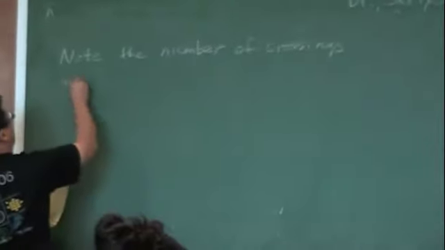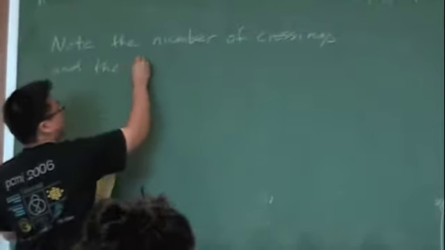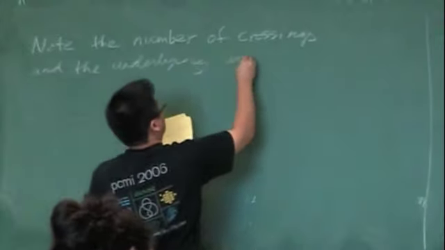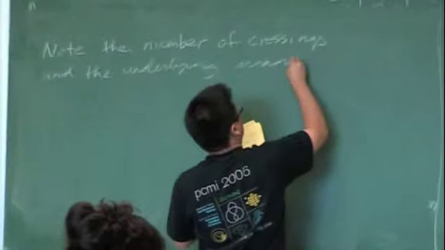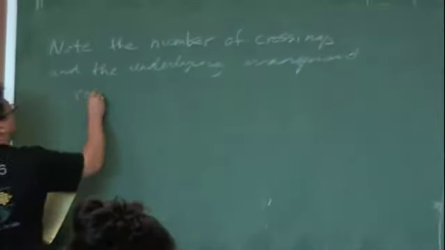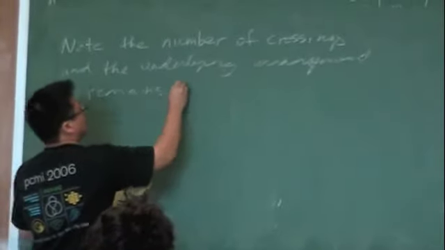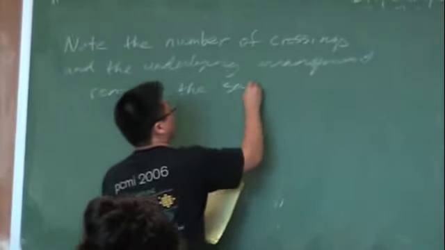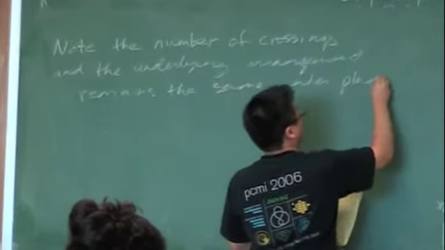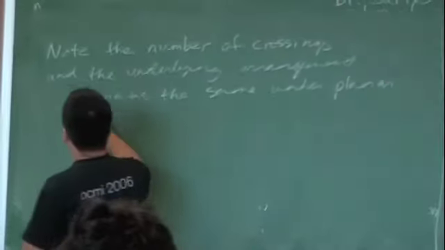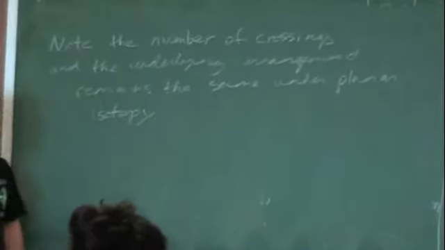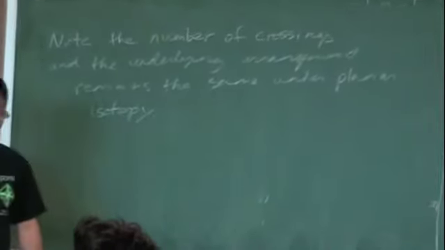And the underlying arrangement remains the same. This remains invariant, remains the same under planar isotopy. So when we consider these knot projections, we're not really going to consider them to really be different.